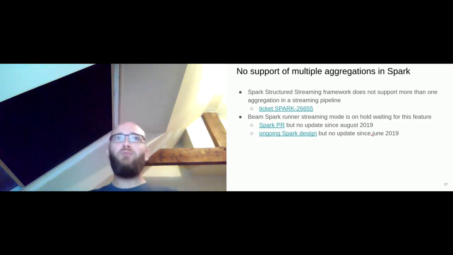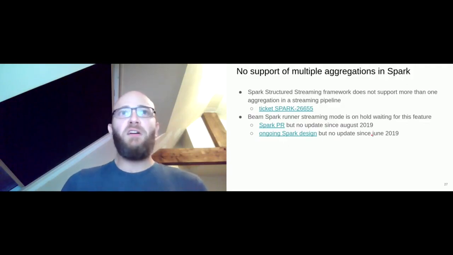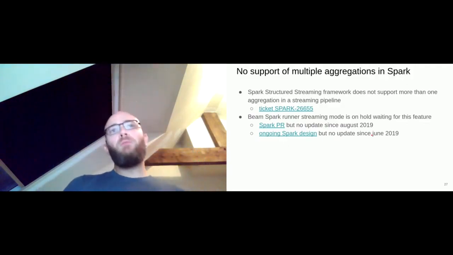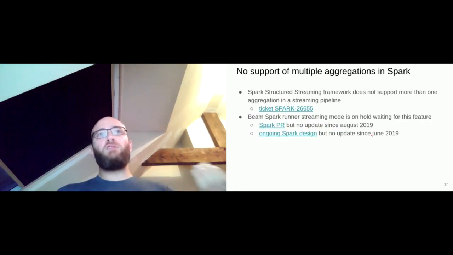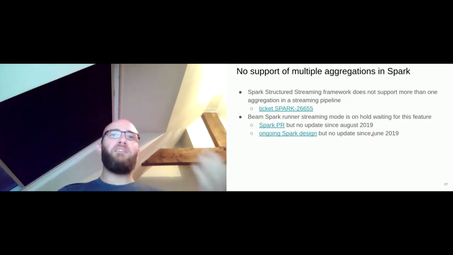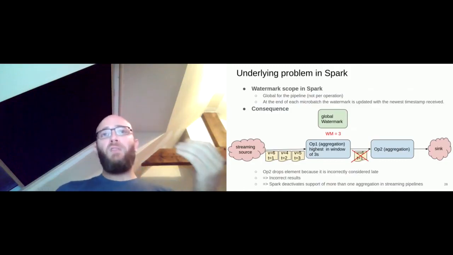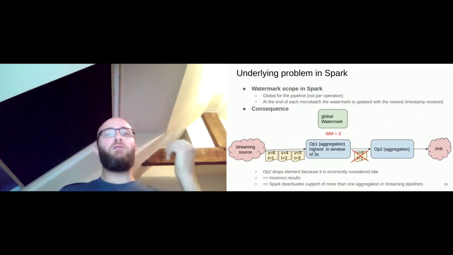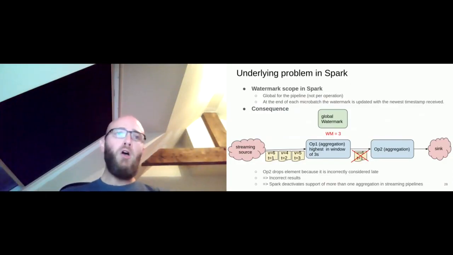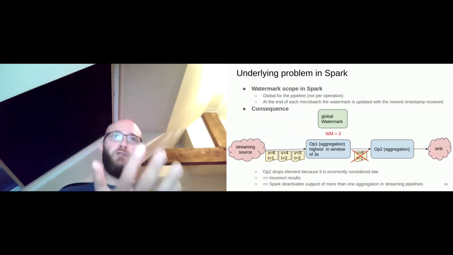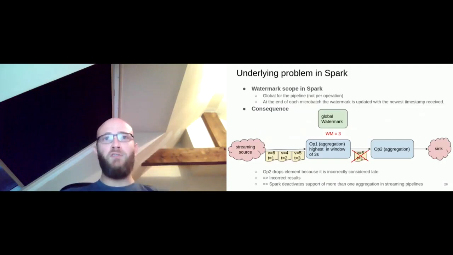So what's the underlying problem that is on the Spark side? Actually, the problem is the watermark scope in Spark. This scope is global for the whole pipeline. There is no watermark per operation. And how it works is that at the end of each microbatch, the watermark is updated with the newest timestamp received. So if I take an example like below, a streaming pipeline with 2 aggregations in a row, that's not supported. We will see how it doesn't work.